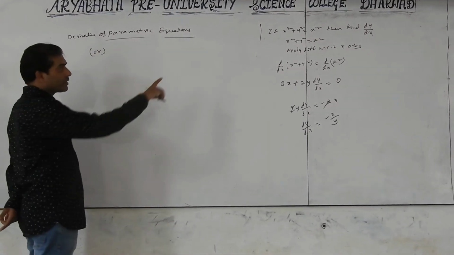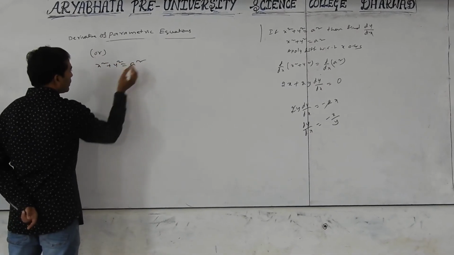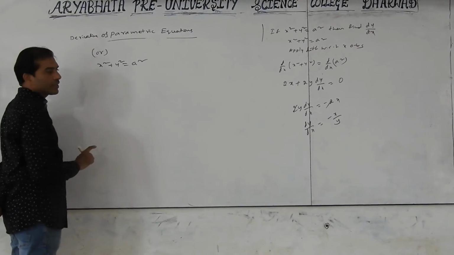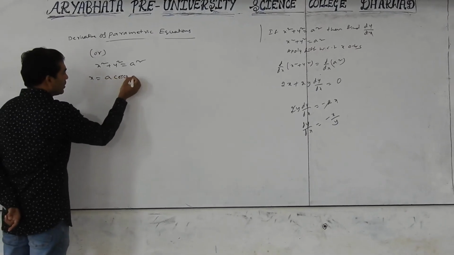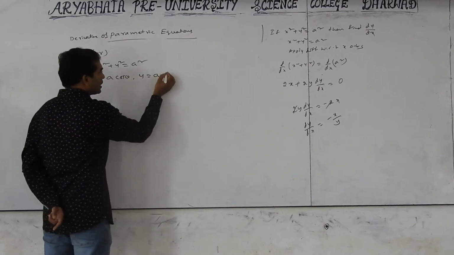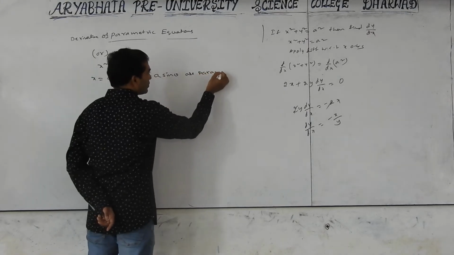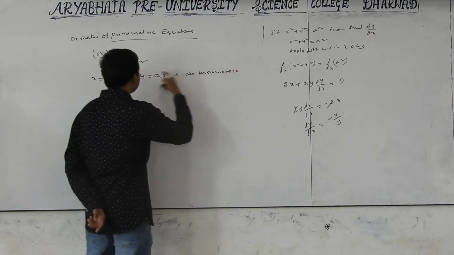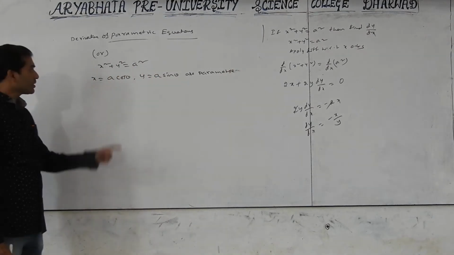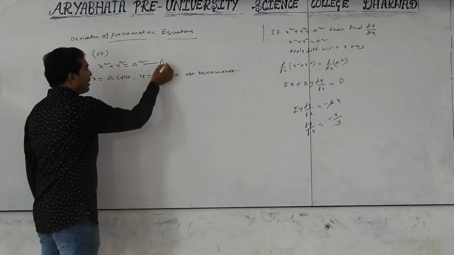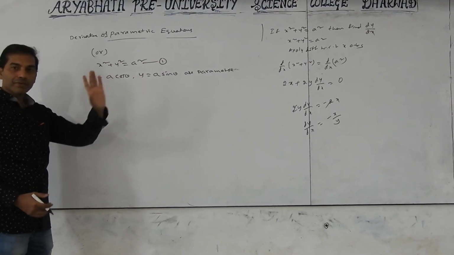Or another method: x squared plus y squared equals a squared. Tell me the parametric equation of this equation. x equals a cos theta, y equals a sin theta. Yes, these are the parametric equations. Now I am doing the differentiation by using the parametric concept. Both should give the same answer.